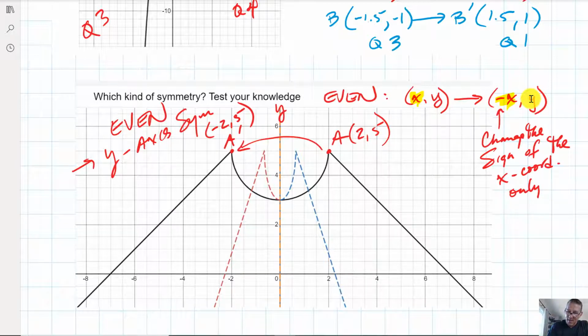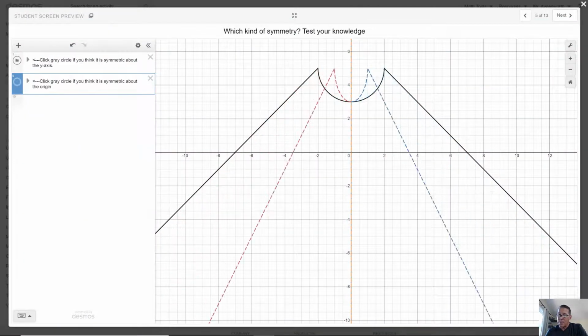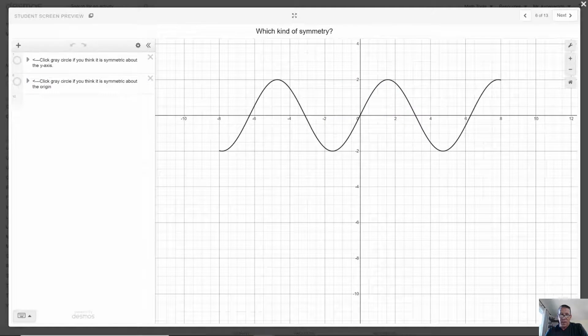And this point right here, B, gets reflected to this point right here, B prime, because it has y-axis symmetry. We went over this in geometry a couple years ago, and now we're revisiting it again, but now all we're doing is calling it even. So even functions just have y-axis symmetry. All right, let's go check out the next one here.